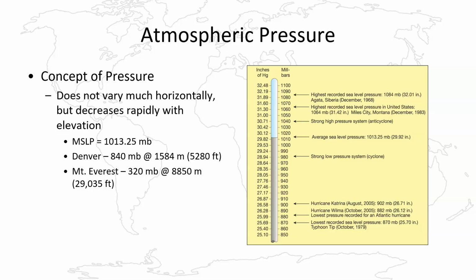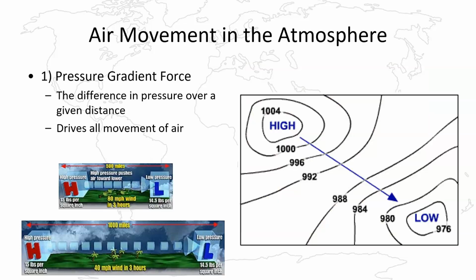Let's use this chart on the right to talk about horizontal pressure differences. The highest recorded sea level pressure ever was 1,084 millibars. Conversely, the lowest recorded sea level pressure ever, which was in a hurricane, was only 870 millibars. While this may seem like a large difference between 1,084 and 870, that's the biggest extreme. Notice it's not close to the difference that you see vertically.